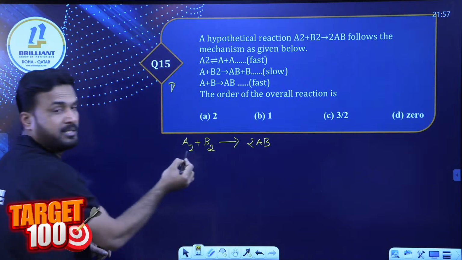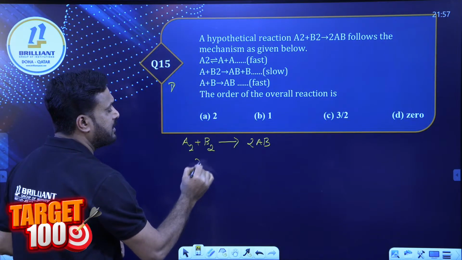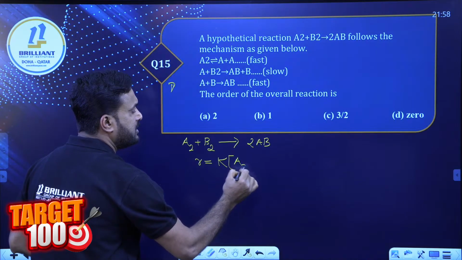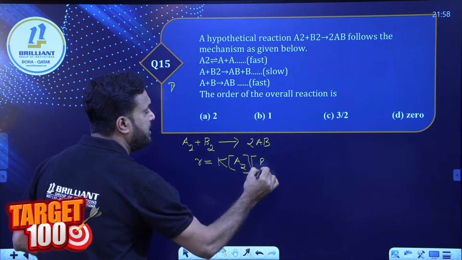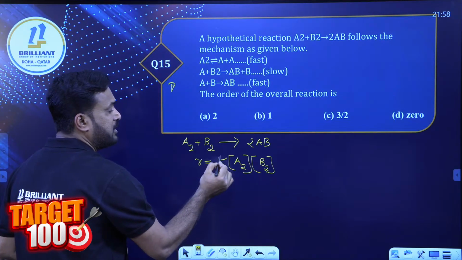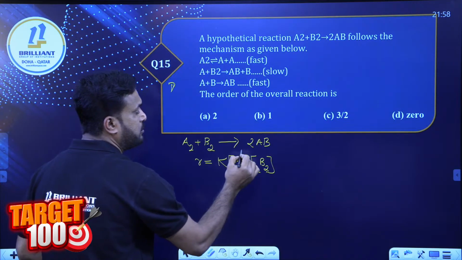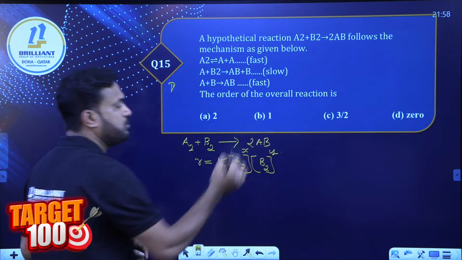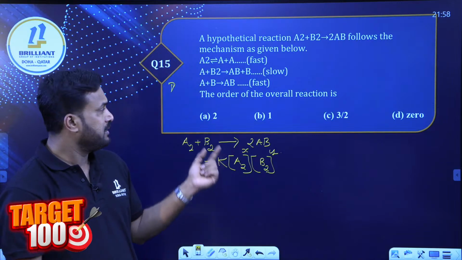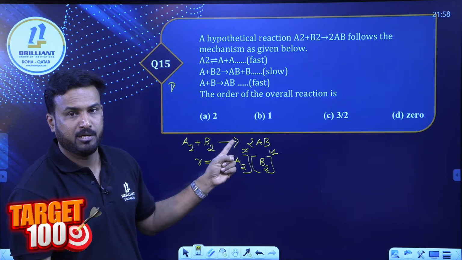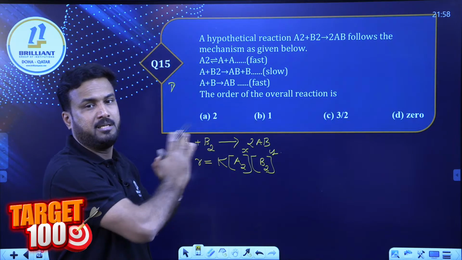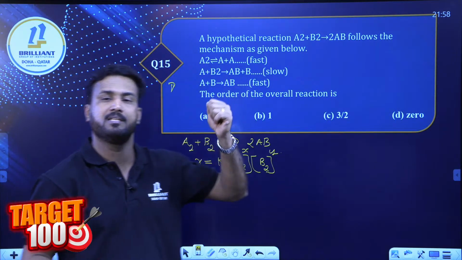If you have an equation like this, you know how to write the rate law equation. Small r equal to k into concentration of A2 raised to x into B2 raised to y. We will be writing it like this. But you know we have to find the order. That is actually the question. How can we find the order from the steps or mechanism?